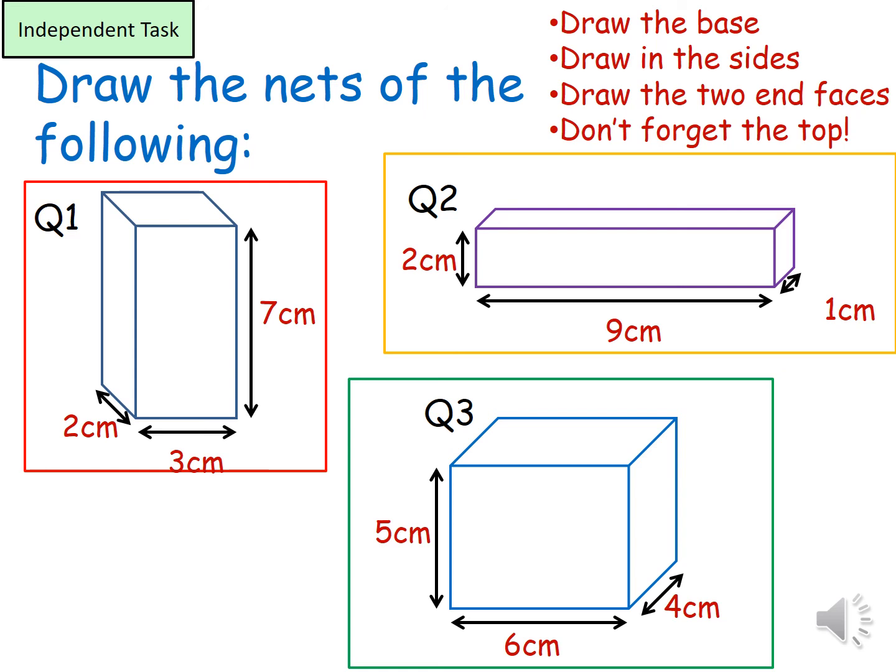Just to recap, on the top right hand side, you should see this little bit of information here. Always use this when creating or designing your nets. Don't forget to start off with the base and then draw the sides, then draw the 2 end faces, the front and the back, and then don't forget to attach the top as well. One thing you should remember, the top and the base will be of the same size, the 2 sides will be of the same size, and then the back and the front will be of the same size.